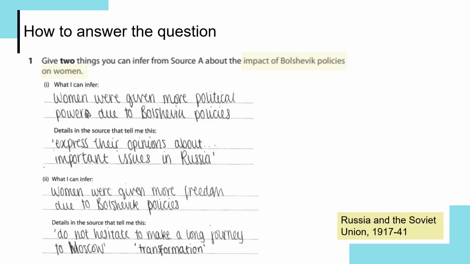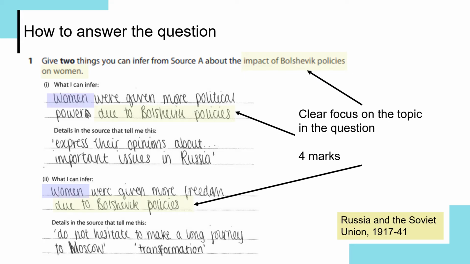Let's take a look at a high-performing answer. Notice here how there is a clear focus on the topic of the question, impact of Bolshevik policies, as highlighted in yellow, and also the impact of the policies on women specifically, which is highlighted in purple. Both of these valid inferences are then supported with information from the source. This candidate was awarded the full 4 marks available. Also think about the length of your inferences. They don't need to be explained in any great detail, and a single sentence is often enough.